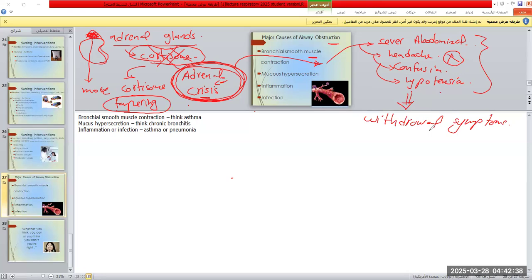معناته إنه هو يوقف شغل الكلى لو انت وقفتيه فجأة، وبعدين يعمل سيفير لو صابت معاه هذه الحالة اللي هي الكرايسس، أدرينال كرايسس، يصير معاه severe abdominal pain and headache and confusion and hypotension. Hypotension يعني انخفاض ضغط الدم. بالضبط. So now for that reason you should taper it gradually, okay? Gradually. So this is the most important note here.